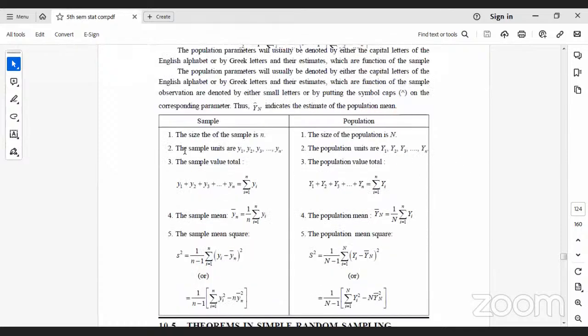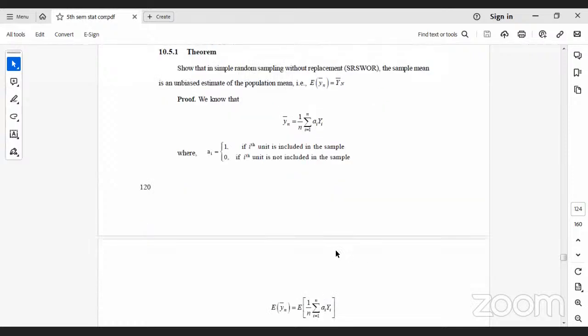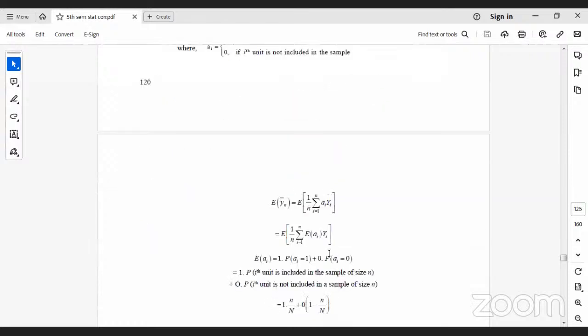Sample mean: y bar n is equal to 1 by n summation of i is equal to 1 to N ai yi, where ai is equal to 1 if the ith unit is included in the sample, and 0 if the ith unit is not included in the sample here. See, very much more important here.